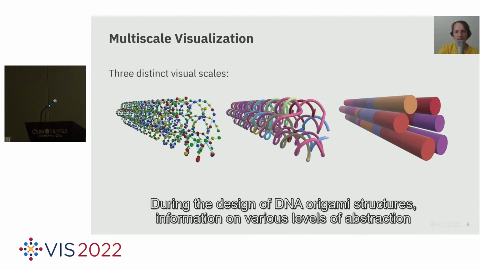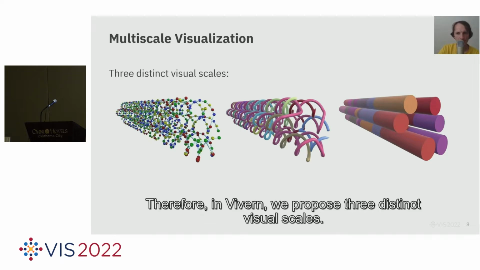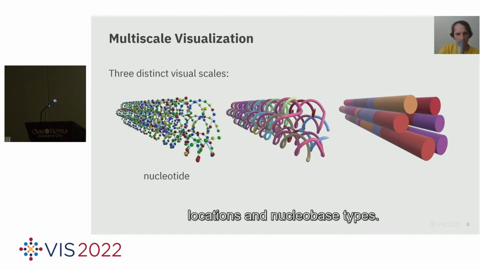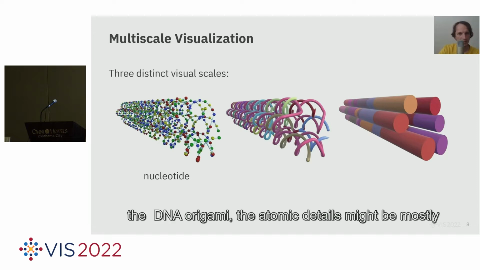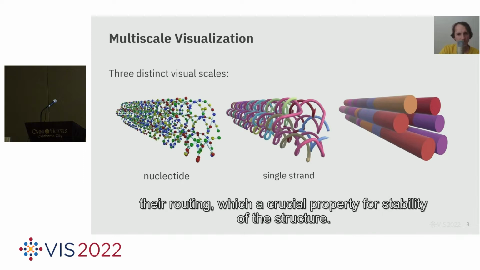During the design of DNA origami structures, information on various levels of abstraction may need to be considered. Therefore, in Vivern, we propose three distinct visual scales. First one, so-called nucleotide scale, highlights the individual nucleotides, their locations, and nucleobase types. This scale can be considered as a starting point, since thanks to the constraints of DNA origami, the atomic details might be mostly omitted.